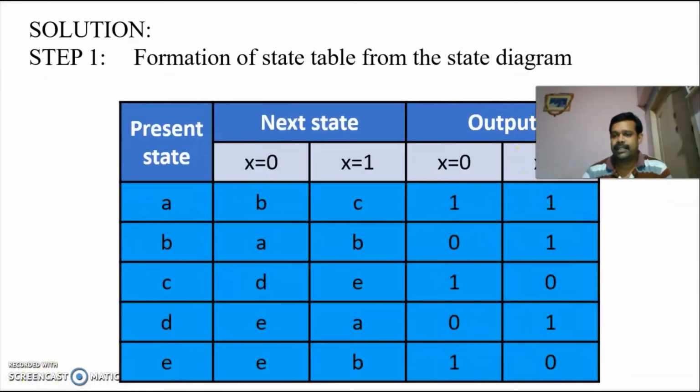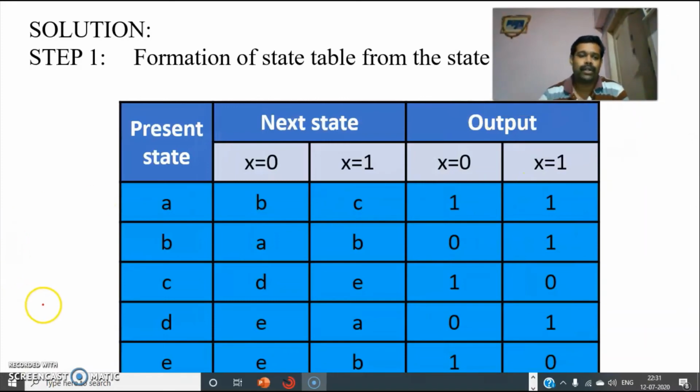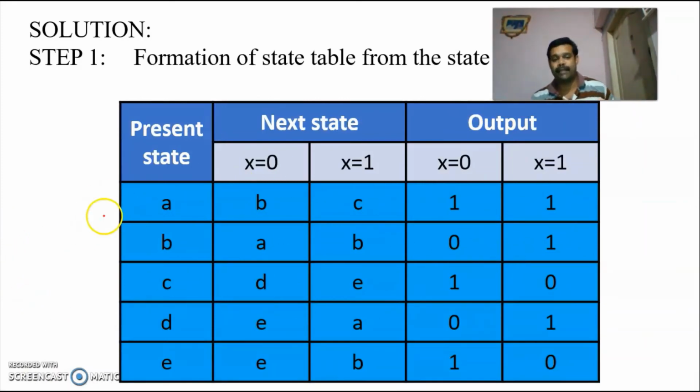So this is the state table you will get from the state diagram. You have states A, B, C, D and E. So we have got the state table. Step 2 is that we have to check for equivalent states. What is an equivalent state? Two states are said to be equivalent if they have the same next state and the same output. So now we compare A with B, A with C, A with D, A with E.